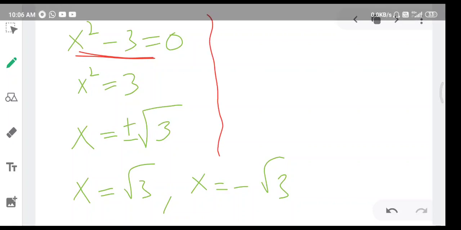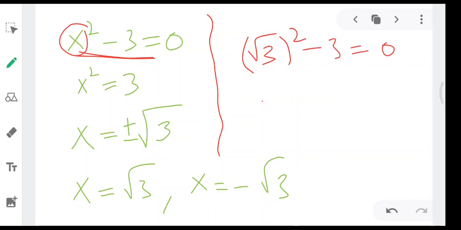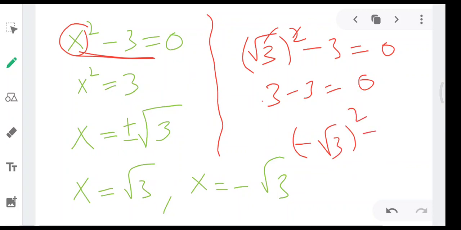How do you check whether they are factors or not? Very simple. Substitute root 3 here in place of x. Root 3 square minus 3, square and root get cancelled, 3 minus 3 equals 0. Another root is minus root 3, so let's substitute minus root 3. Minus root 3 square minus 3 equals 0.